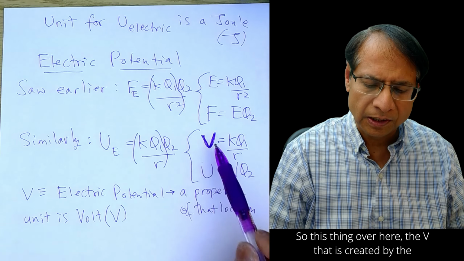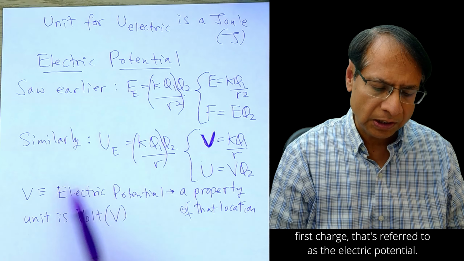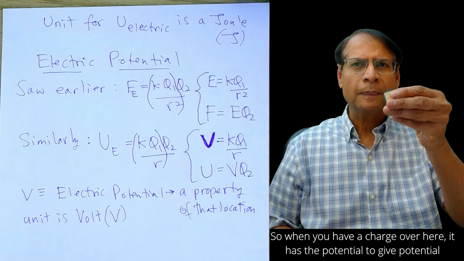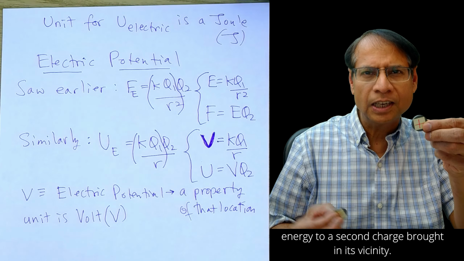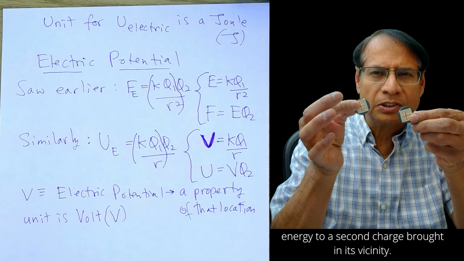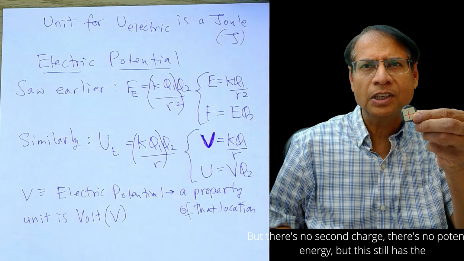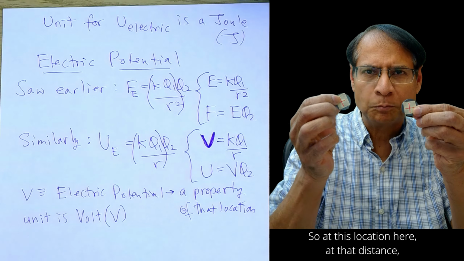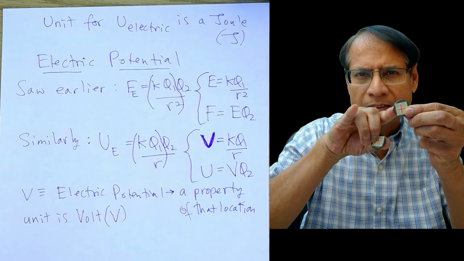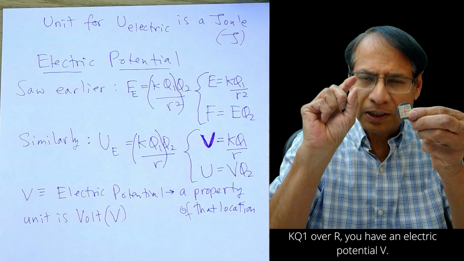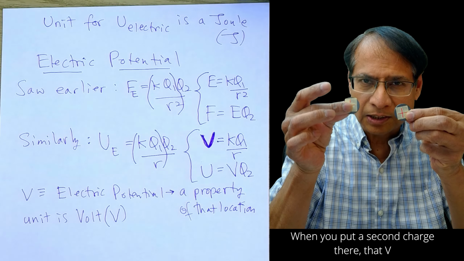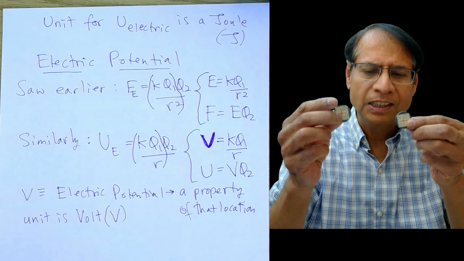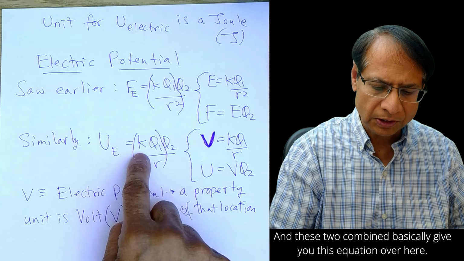So this thing over here, the V that is created by the first charge, is referred to as the electric potential. When you have a charge over here, it has the potential to give potential energy to a second charge brought in its vicinity. If there's no second charge, there's no potential energy, but this still has the potential to give potential energy to a second charge when brought there. So at this location, at that distance, K Q1 over R, you have the electric potential V. When you put a second charge there, that V times this charge Q2 is the potential energy. And these two combined basically give you this equation over here.